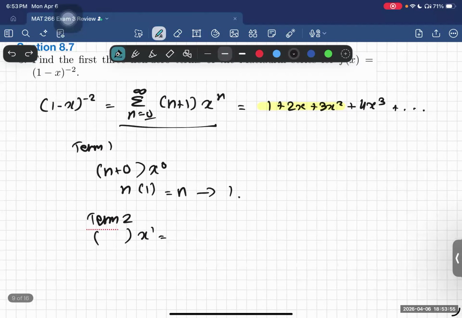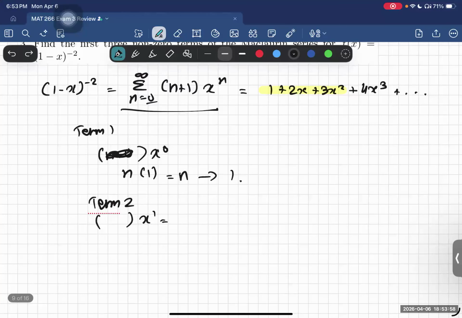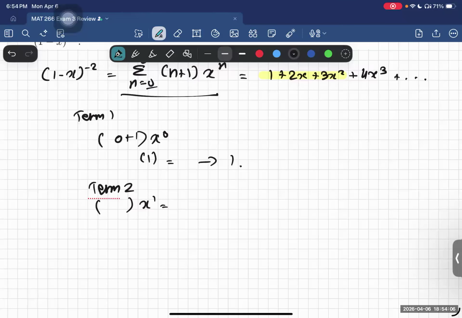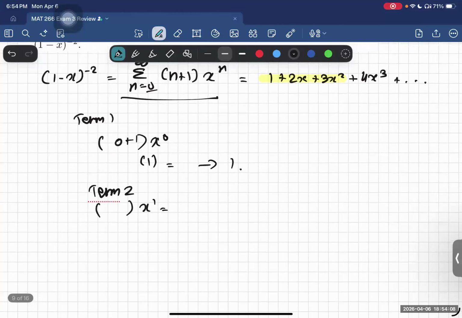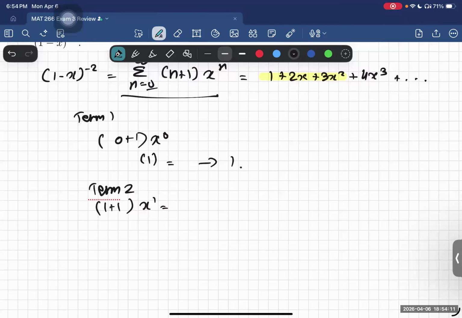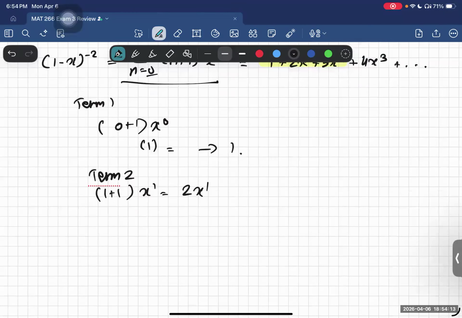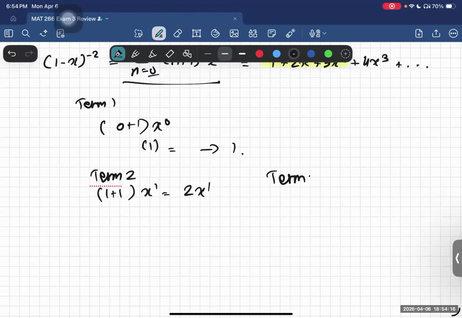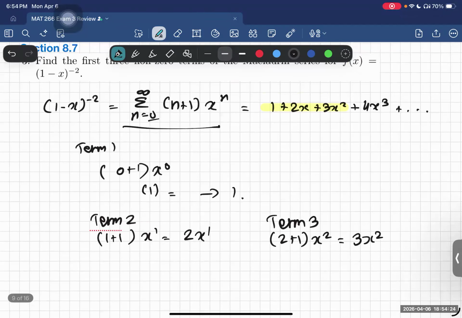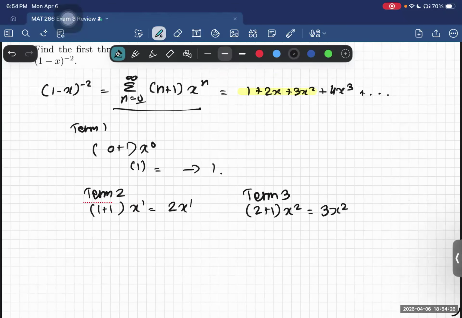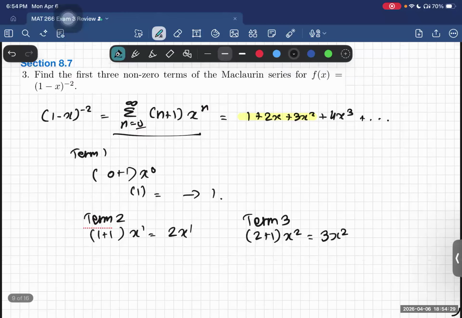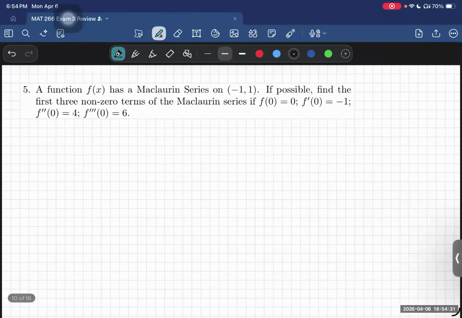Right. This was about 0 plus 1. So here we have 1 plus 1, x raised to 1. So we have 2x raised to 1. And for term 3, we have 2 plus 1, x squared is equal to 3x squared, as you can see. And we can go on forever and forever for this. So that's the basic logic for Maclaurin series. Now, moving forward, let's see what we have.